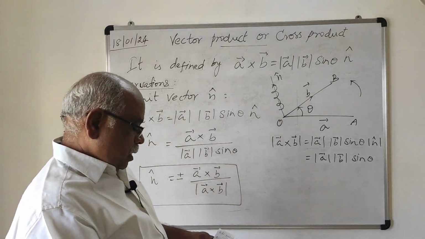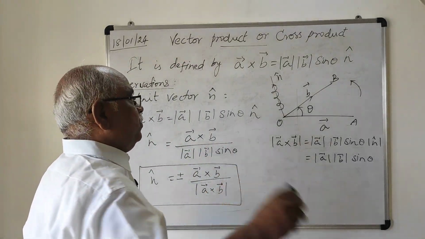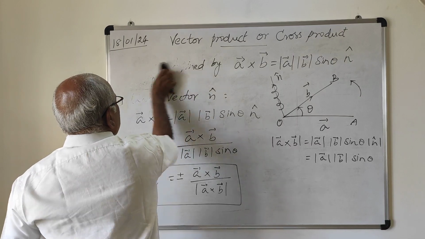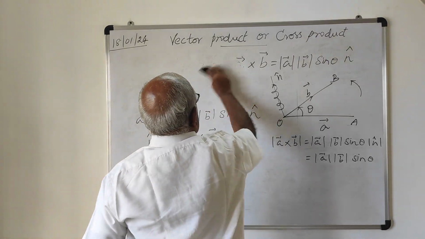Okay. Next, cross product of i, j, k unit vectors. That is very important. Mutually perpendicular unit vectors i, j, k. Cross product. Sorry.